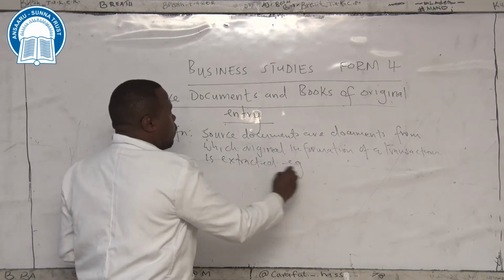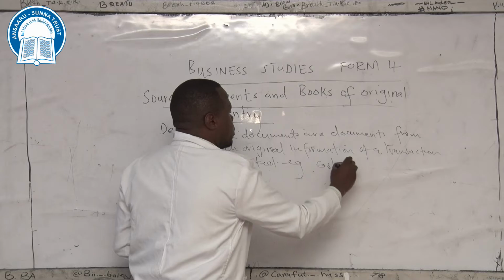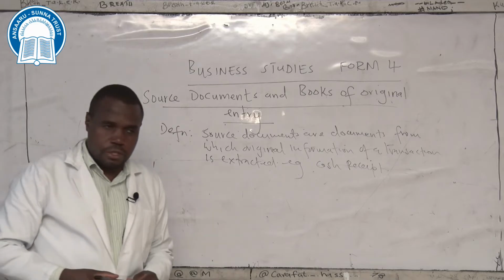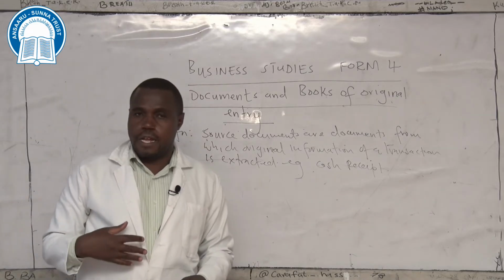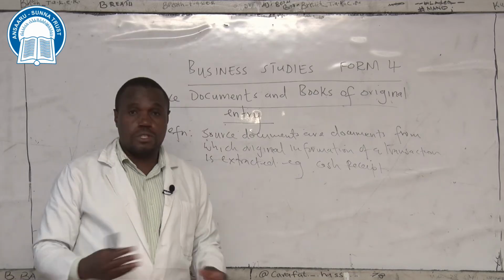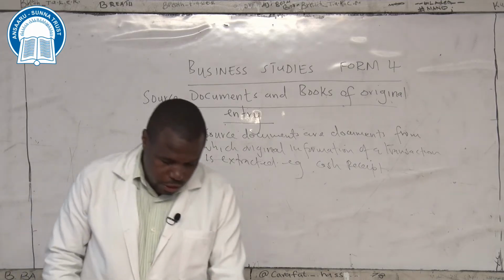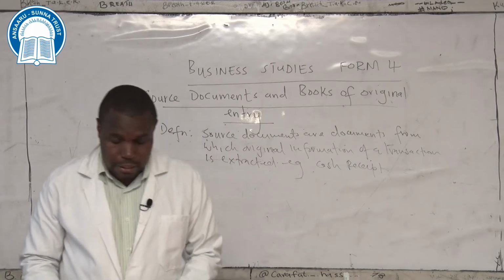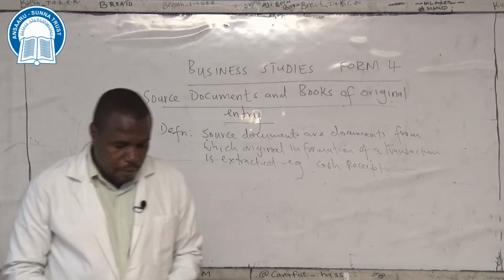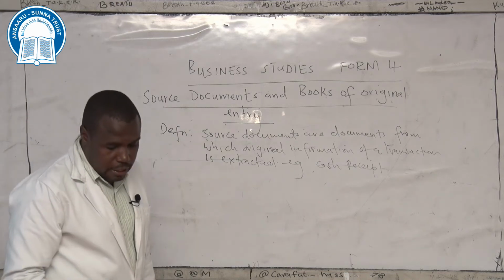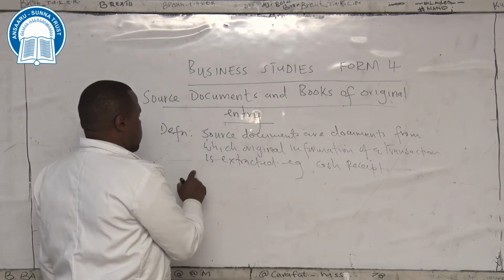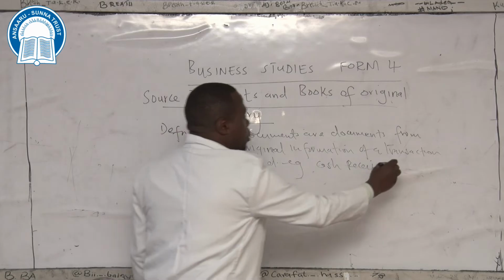Examples, as I've told you, one of them is a cash receipt, which is born out of a cash transaction. That means goods are bought and the buyer pays cash. And that means the transaction is completed, so he will be given a cash receipt, which is evidence that transaction has been completed. So the other examples of source documents, apart from cash receipts, we have what is called a debit note.